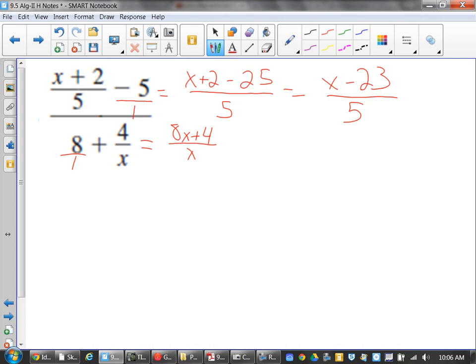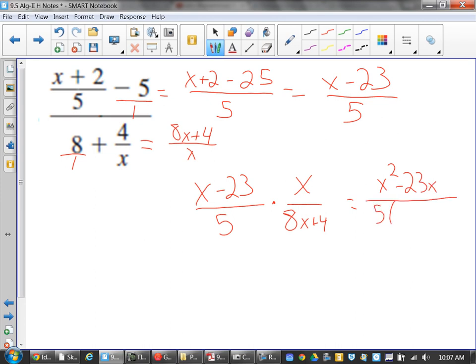Oh, okay. So now you just wind up doing x minus 23 over 5 times x over 8x plus 4. I just flipped it right away. Final result of x squared minus 23x all over 5 times 8x plus 4.